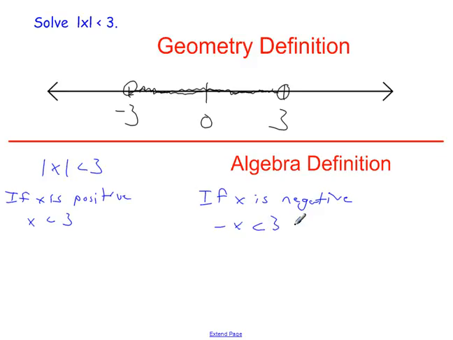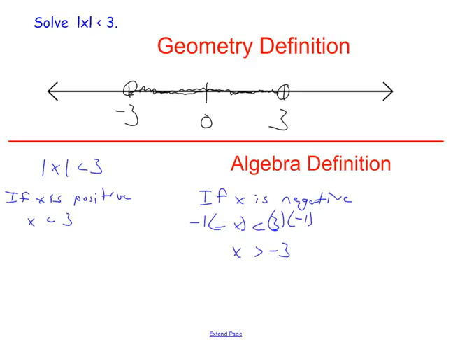Now, the one over here is fine. We can just know x is less than 3. Over here, we see the opposite of x is less than 3. We'll get rid of that negative there. We can either multiply or divide by negative 1. And when we multiply or divide by negative 1, we should remember that we have to change the direction of the sign. So x is greater than negative 3.